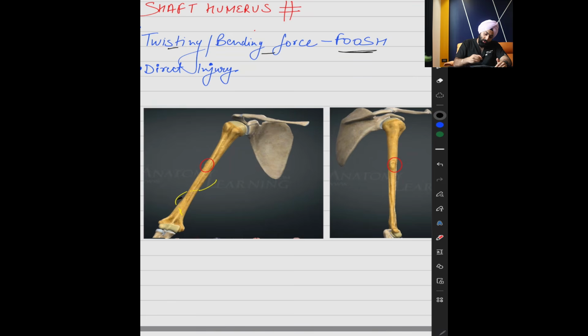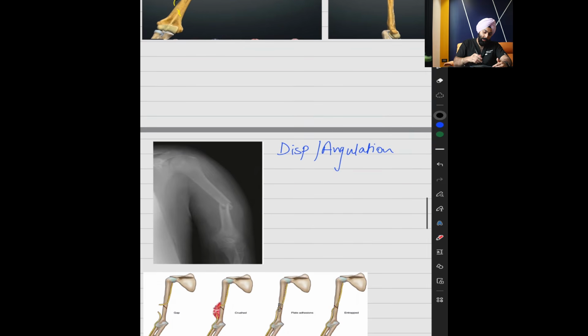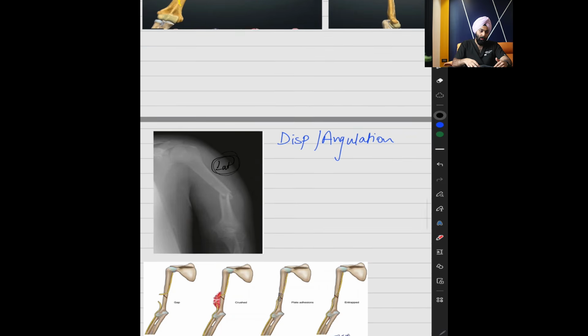Now here, what I have labelled in red is basically the deltoid tuberosity. This is where our deltoid attaches, and ultimately this is the reason for the displacement or angulation in this particular fracture. So we get a lateral angulation in this type of fracture.